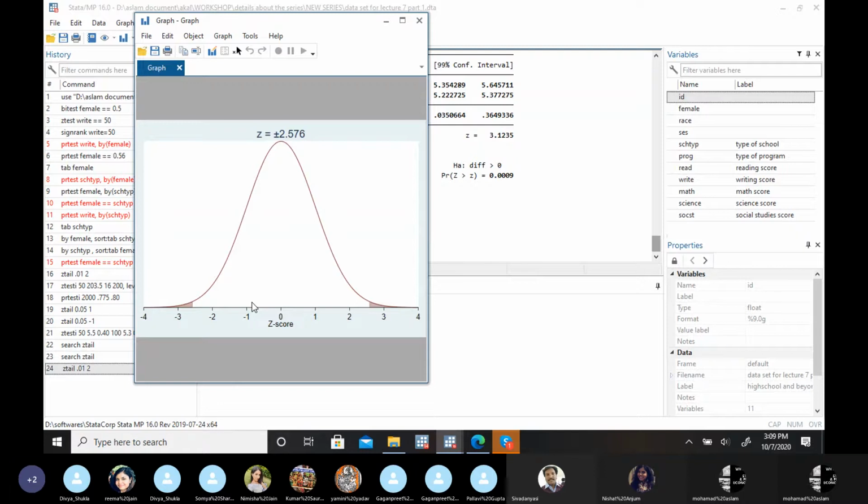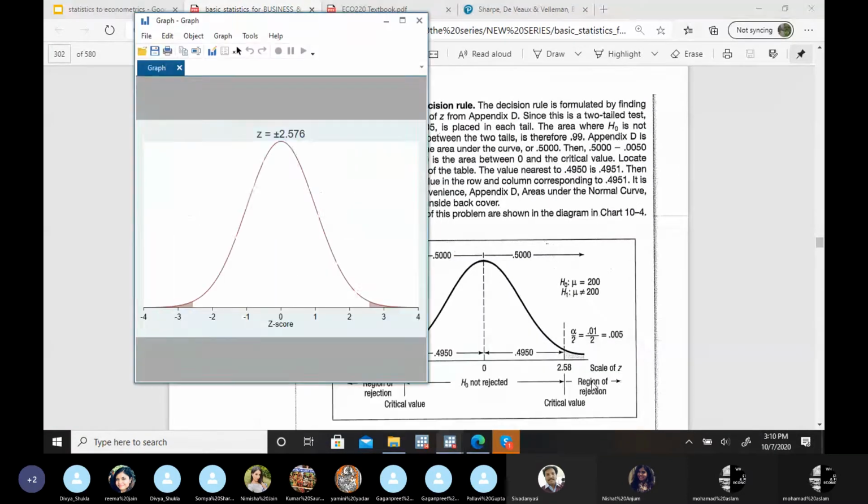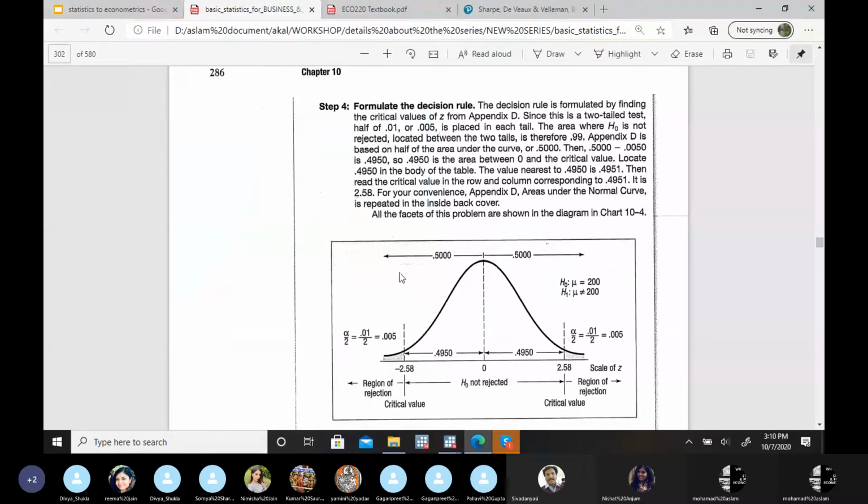So let's match these critical values with the textbook table. Yeah, this is 0.258, so approximately the actual value is plus minus 2.57. So with Stata you can directly calculate the critical values. You are not required to look at the tables. This is how you calculate critical value for Z.